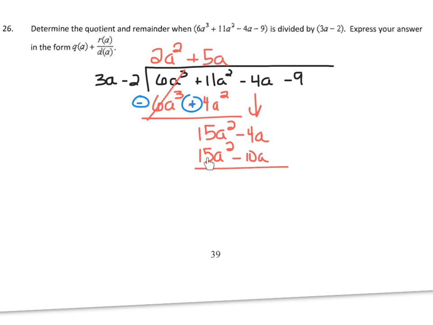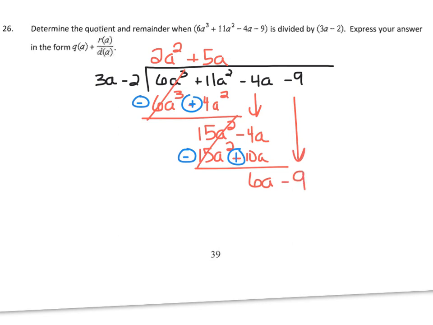And now again, we have to subtract this binomial from these two terms. So to show we're subtracting, we're going to change our sign and circle it, and change this sign and circle it. Okay, so your first two terms always cancel. If not, it means you made a mistake somewhere. And then combine negative 4a plus 10a is positive 6a. And we're going to bring down this minus 9.